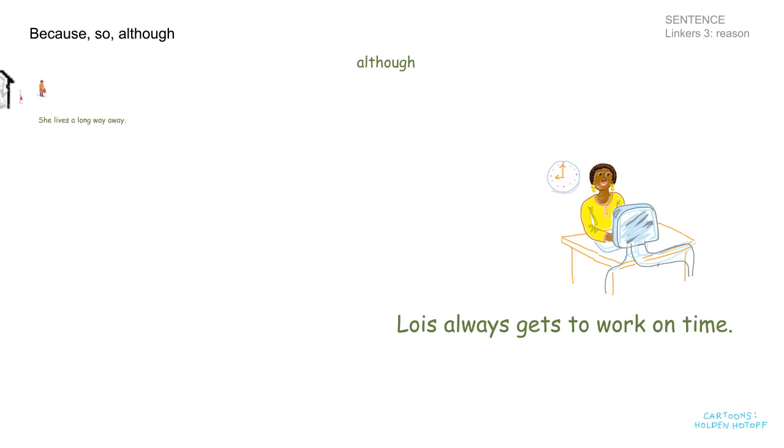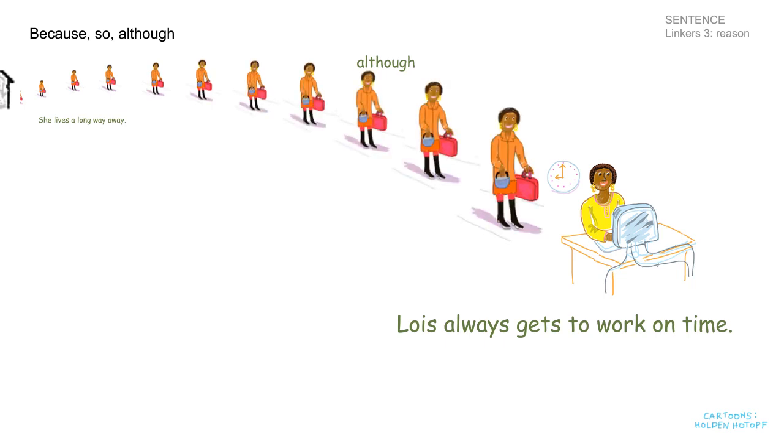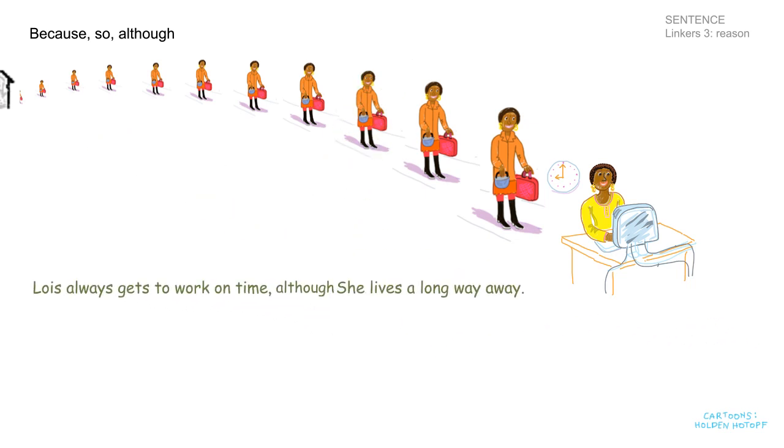Here she goes, and again, and she's there. I can join those 2 sentences together like this. Lois always gets to work on time, although she lives a long way away. I'll just change that capital S for a small one.